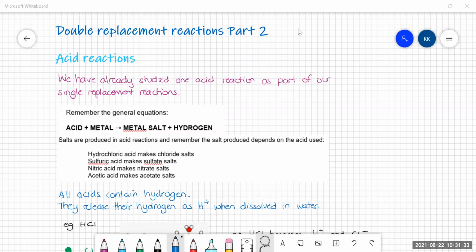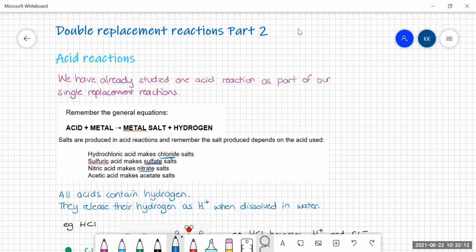Now we have already looked at one acid reaction when we were studying our single replacement reactions. That was the reaction between acids and metals, which gave metal salt and hydrogen gas. And we need to remember that acids all react the same way, but they make different reaction products. So hydrochloric acid always makes chloride salts, and sulfuric acid always makes sulfate salts. Nitric acid makes nitrates, acetic acid makes acetates, citric acid makes citrates, etc.